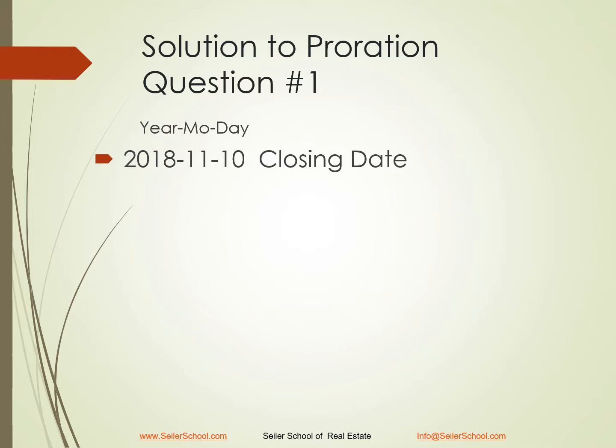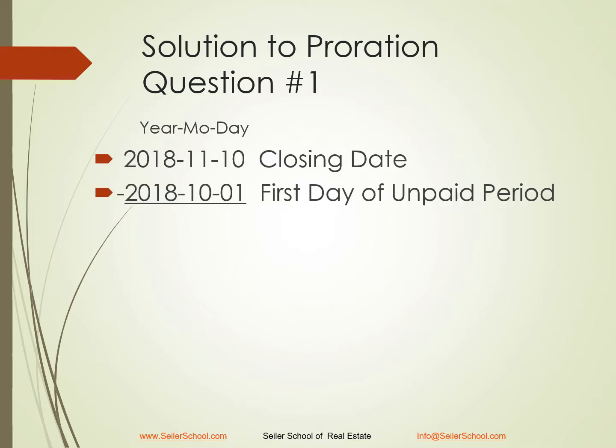2018-11-10, that's our closing date. The first date of the unpaid period: the mortgage was not going to be paid for November 1st. And remember, interest is paid in arrears. So if we would have paid the November payment, it would have paid interest for October, but we didn't pay it. So the first day of the unpaid period ends up being October 1st, 2018, the 10th month and the first day.